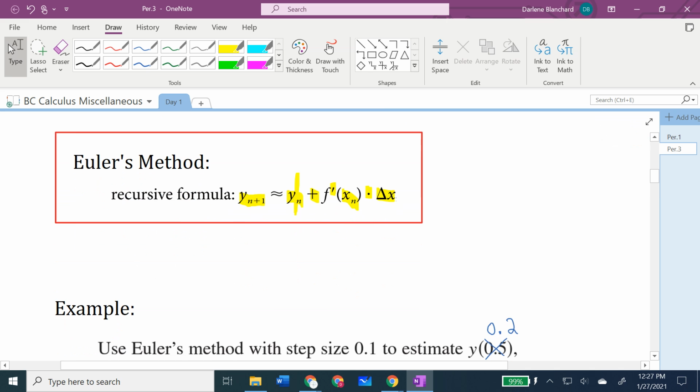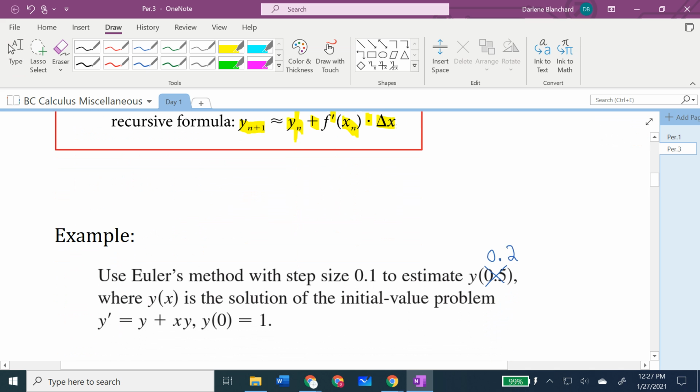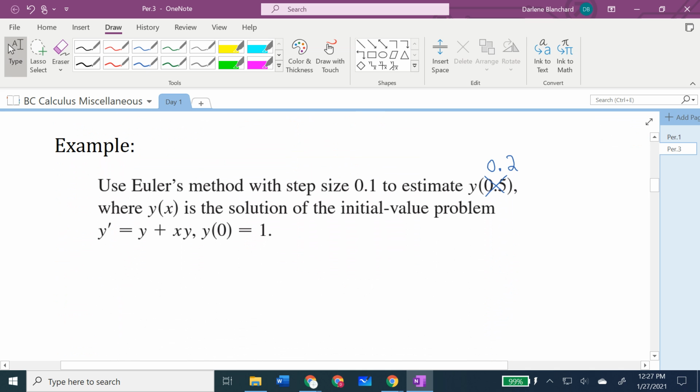We're going to do an example together. And for the sake of time and pain, I changed this problem to only estimate for y at 0.2. And I want you to be aware that I have seen Euler's method show up in no calculator sections similar to this right here. You don't have a calculator.